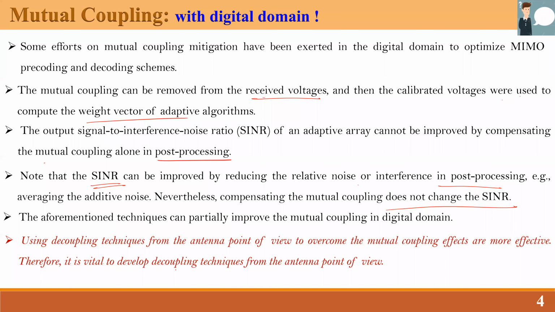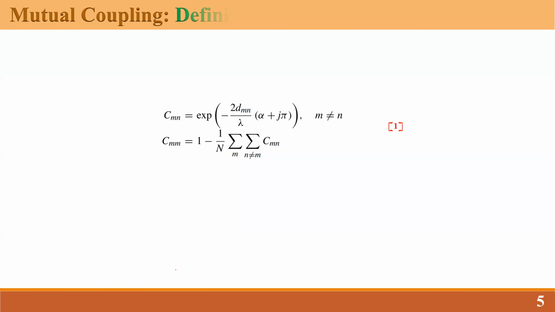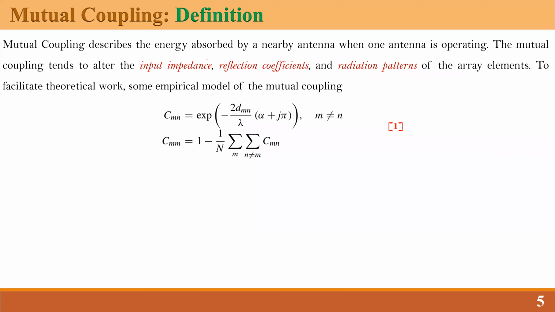Coming back to the mutual coupling definitions. Mutual coupling has the capability to alter the input impedance of the antenna, the reflection coefficient, and also the radiation pattern. That can be represented with these expressions. These two expressions can define the level of mutual coupling.